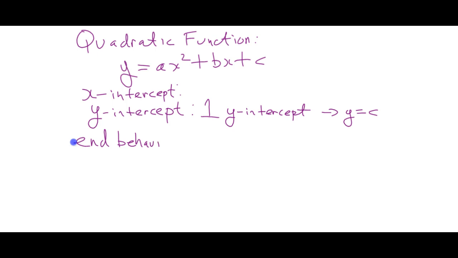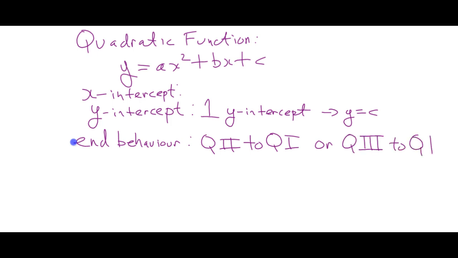Okay, end behavior. So what do we say? Quadrant 2 to quadrant 1. So remember, when we talk end behavior, we're saying as you go from left to right, where do you start? Quadrant 2. They always start in 2 or 3, or sorry, 2 or 4, and they always end in 1 or 3. So this quadrant 2 to quadrant 1, or Q3 to Q4.